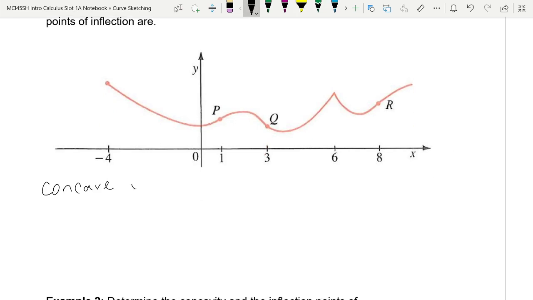So I'm going to say that we are concave up. That's supposed to say up. Fix that. Concave up for the intervals from -4 to 1. And then we're concave down until we get to the 3. So then from 3 to 6, and then from 6 to 8. All of those are concave up. They all are intervals that have local minimums.